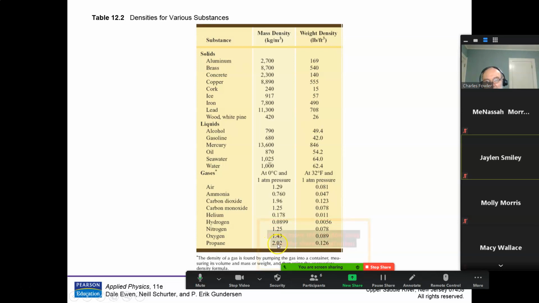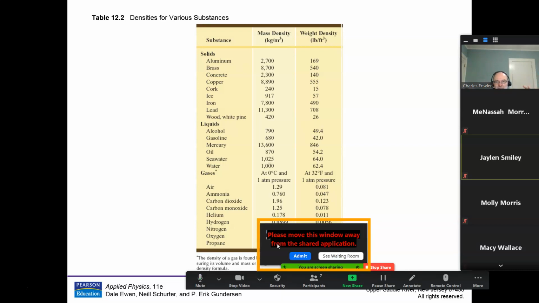Propane is a little bit denser than oxygen, and propane is sort of like natural gas. Natural gas may not be exactly propane, but it's very similar.